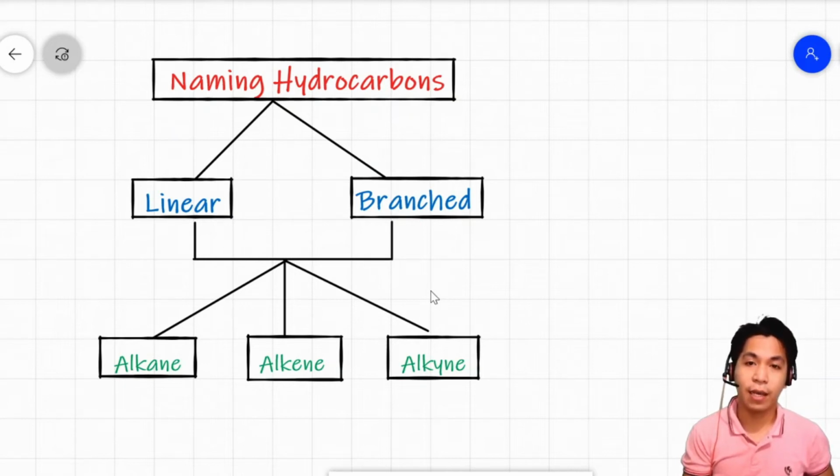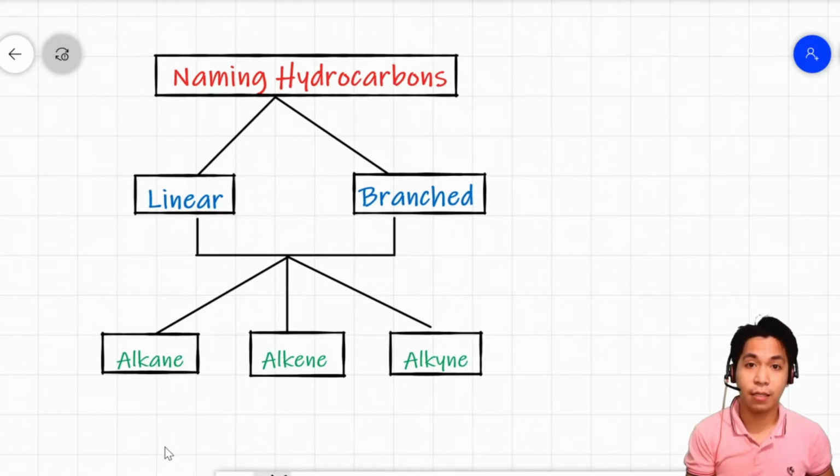Hydrocarbons are classified into two, linear and branch. Linear hydrocarbons are hydrocarbons without branches, while branch hydrocarbons are hydrocarbons with branches. Hydrocarbons are further classified into three types.